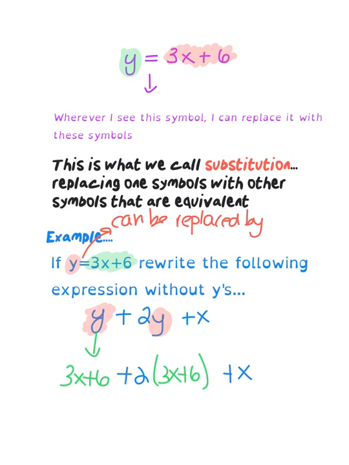So again, that's our basis of substitution. The equal sign tells us wherever we see the symbol on the left, we can replace it with the symbols on the right, which is what we did. The symbol on the left was a y, so wherever we saw that y, we replaced it with these other symbols, 3x plus 6.